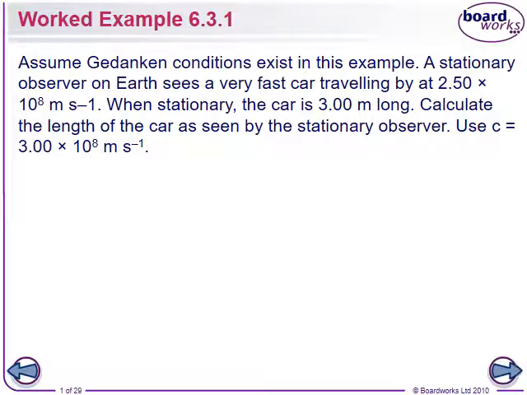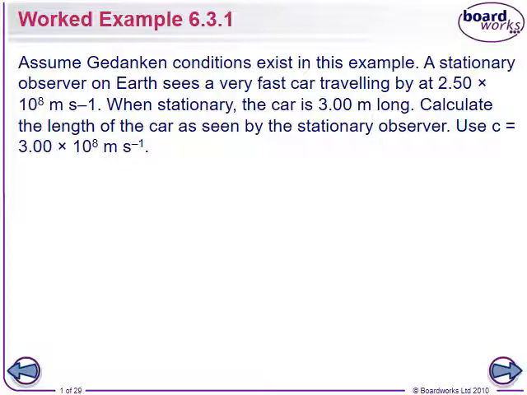Let's do an example. Assume Gedanken conditions exist in this example. A stationary observer on Earth sees a very fast car travelling by at 2.5 times 10 to the 8 metres per second. When stationary, the car is 3 metres long. Calculate the length of the car as seen by the stationary observer.